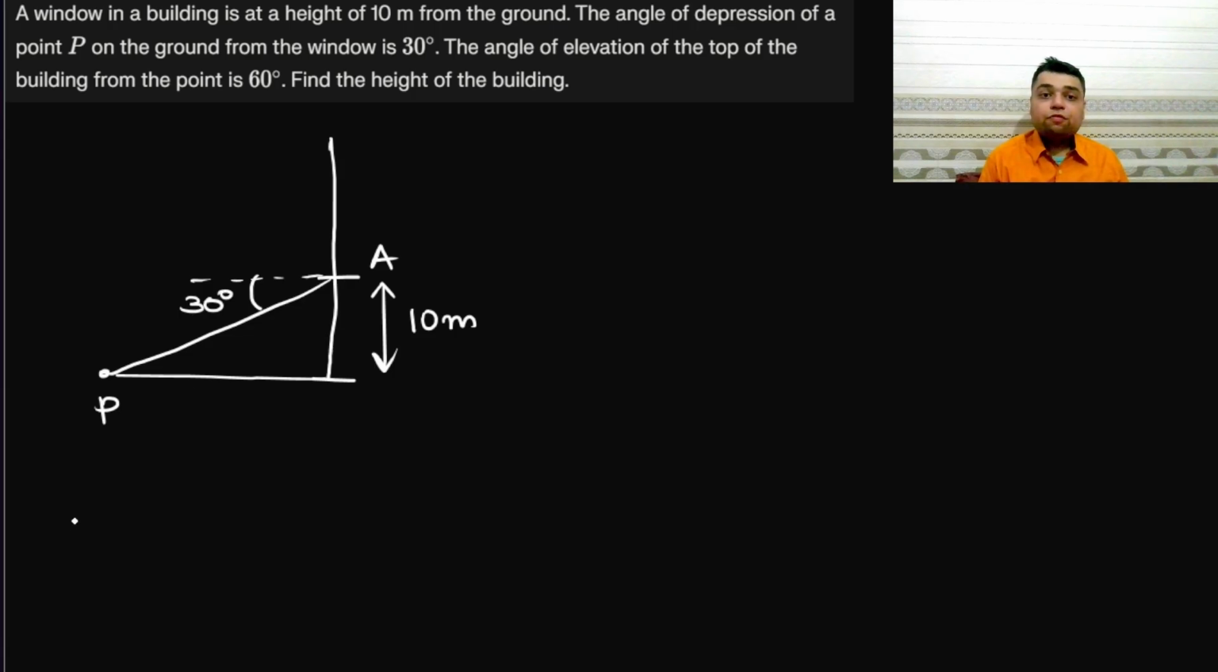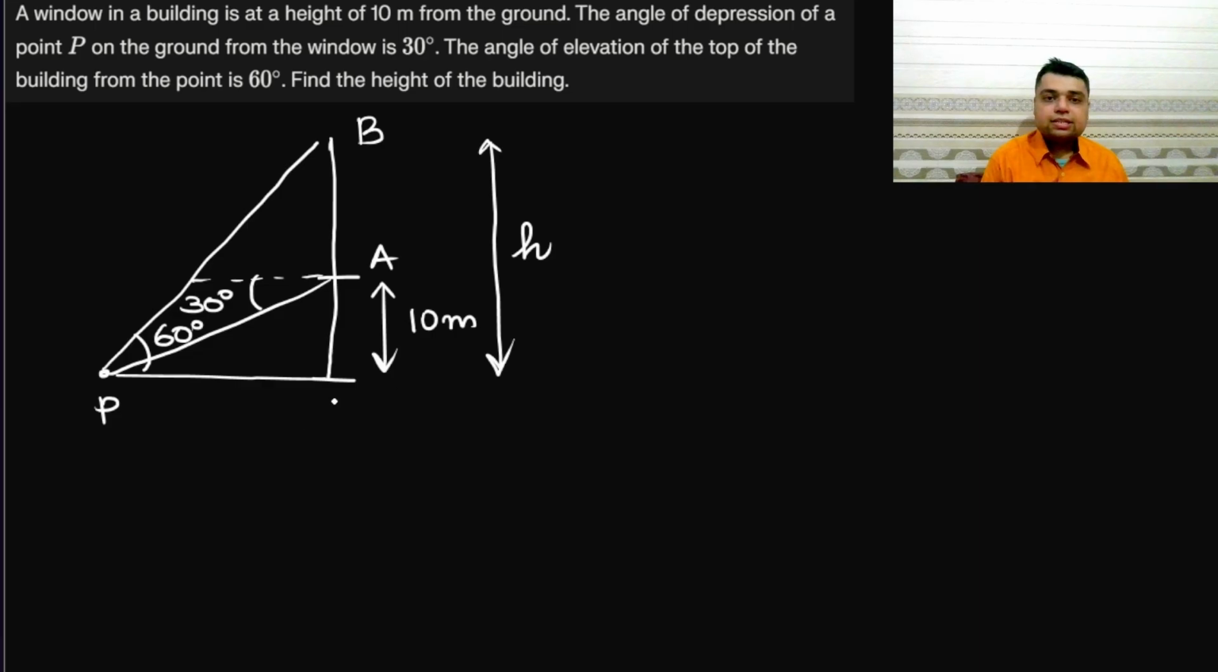Now from that point P, we are seeing the angle of elevation at the top of the building. Let's say this is B. So from P I am seeing B, which is 60 degrees. Okay. Now find the height of the building. We need to find this H. Let's name it as C.